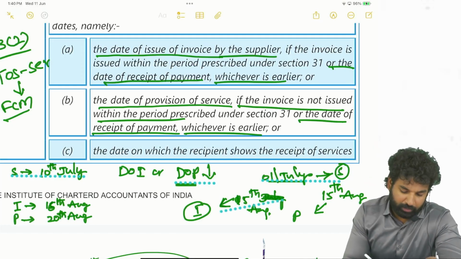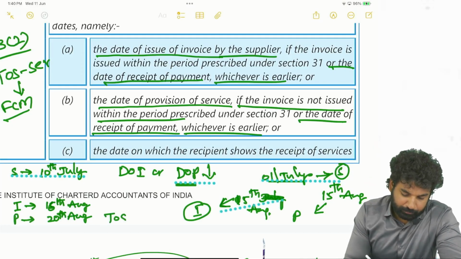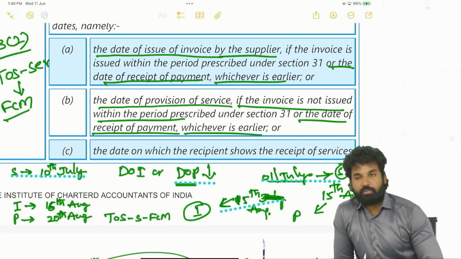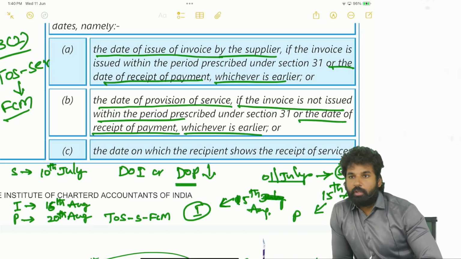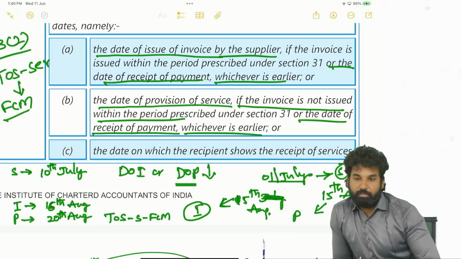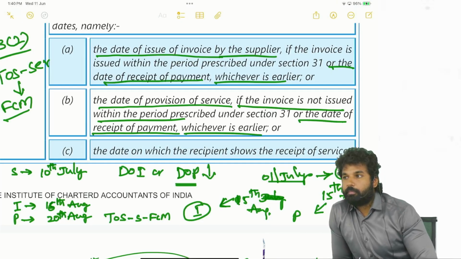Okay, now tell me what is the time of supply? Time of supply of services under forward charge mechanism. What is the time of supply of services under forward charge mechanism? Supply made on 10th July. Invoice on 16th August. Payment on 20th August. Time of supply will be?